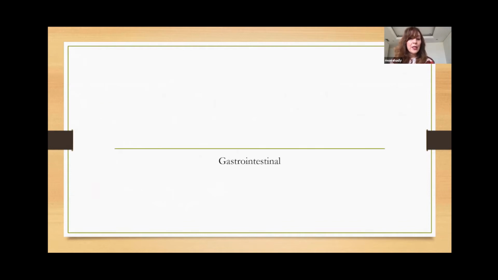Another system which is closely linked to the liver is the GI tract.